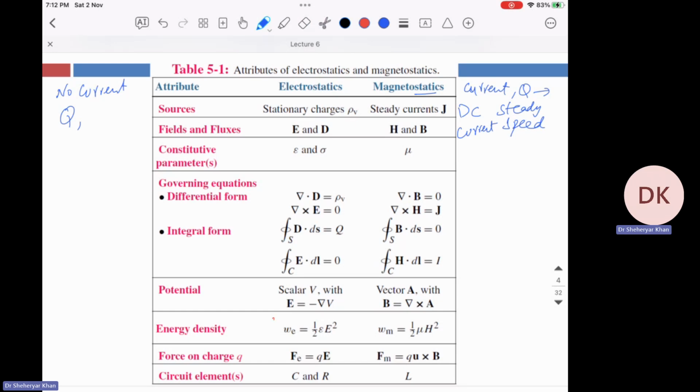So the source in electrostatics is the charge density, right? So you can have a plate, and that has some charge density rho v, okay? And the fields and fluxes are due to the electric field E and the displacement field D. Remember, we learned the relationship between the displacement field and the electric field, right? So we analyzed that the electric field is due to the charges. So it's a natural phenomenon, right? So if you have charges, then you have an electric field.